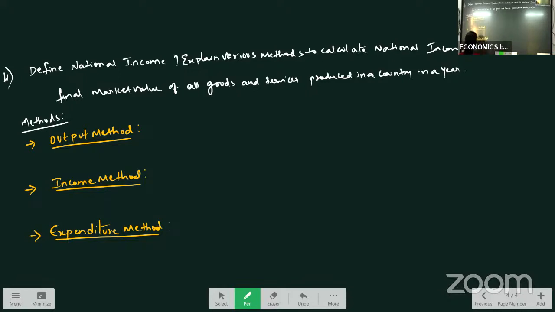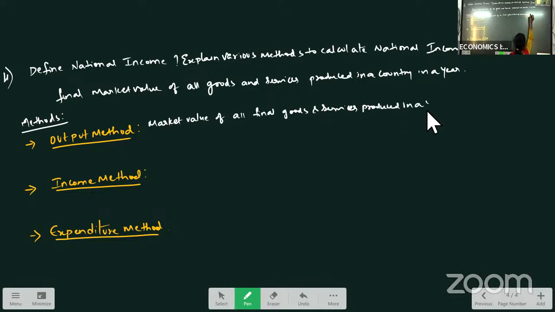Market value of all final goods and services produced in a year. How will you get the market value here? Price into quantity. If we do, we will get the market value.